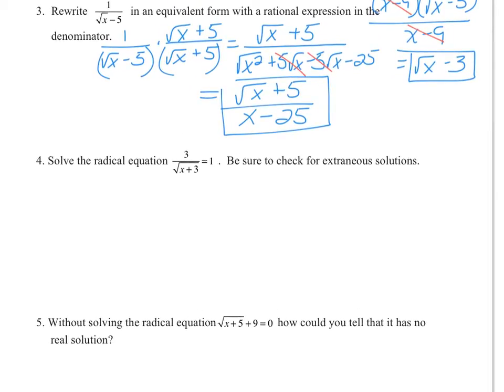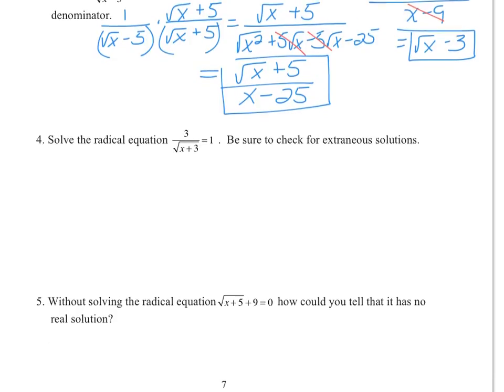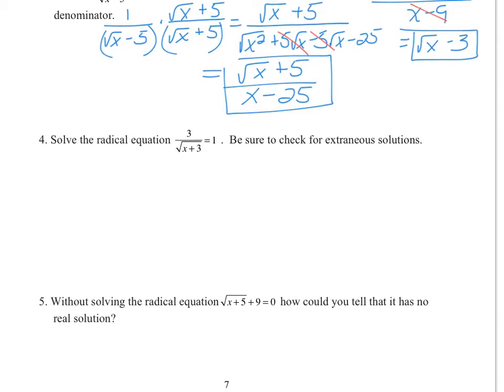All right, let's take a look at number 4. Solve the radical equation. Be sure to check for extraneous roots. Extraneous solutions are solutions that don't work, that won't make it true.